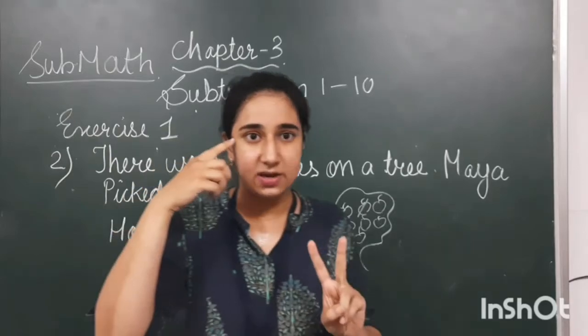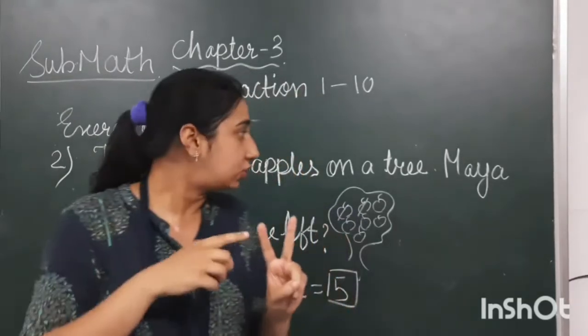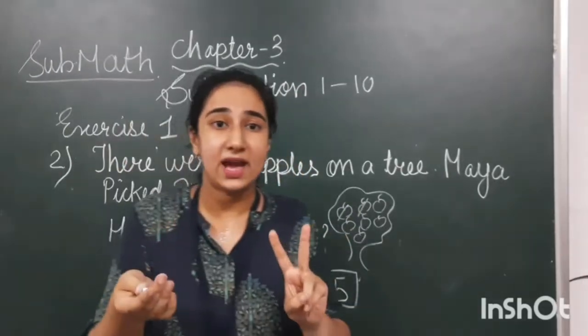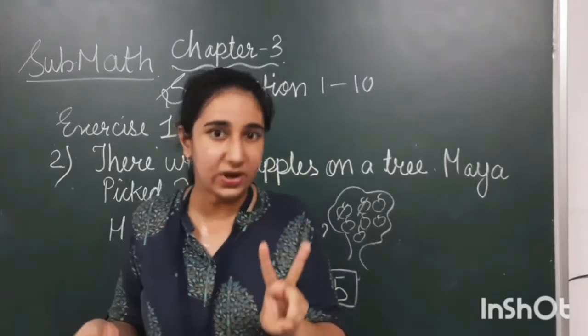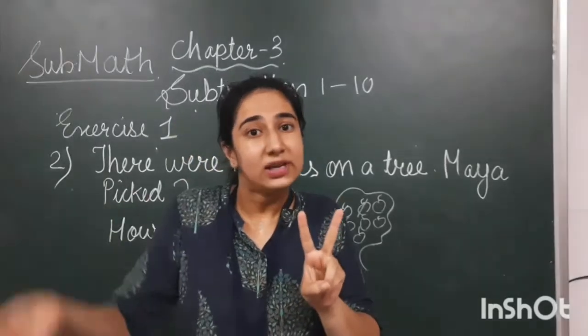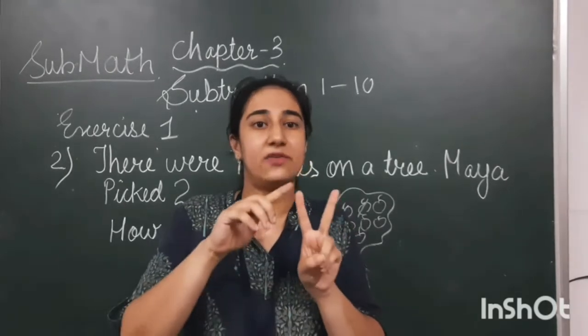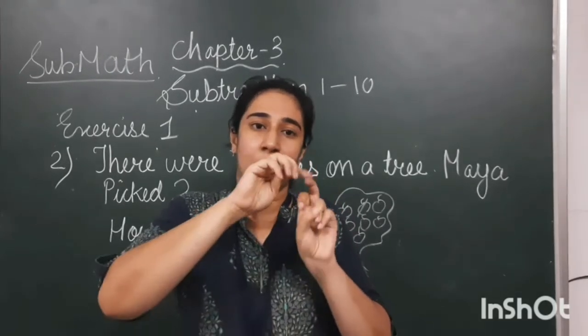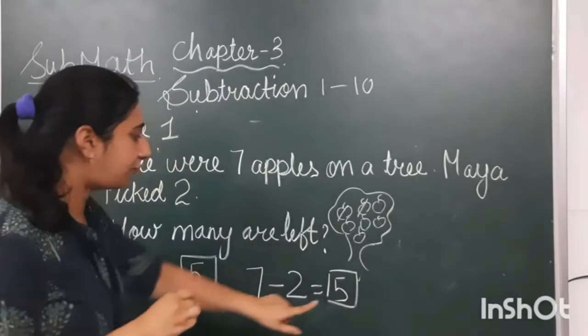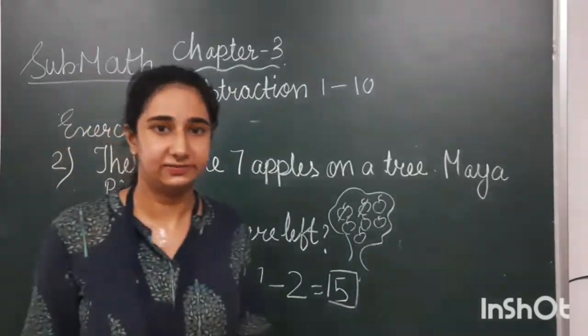So I kept 7 in my mind. And as 2 are picked by Maya, so I will show 2 in my fingers. Now I will count before. Before 7 I will count. Before 7, 6, 5. So 5 is the answer.